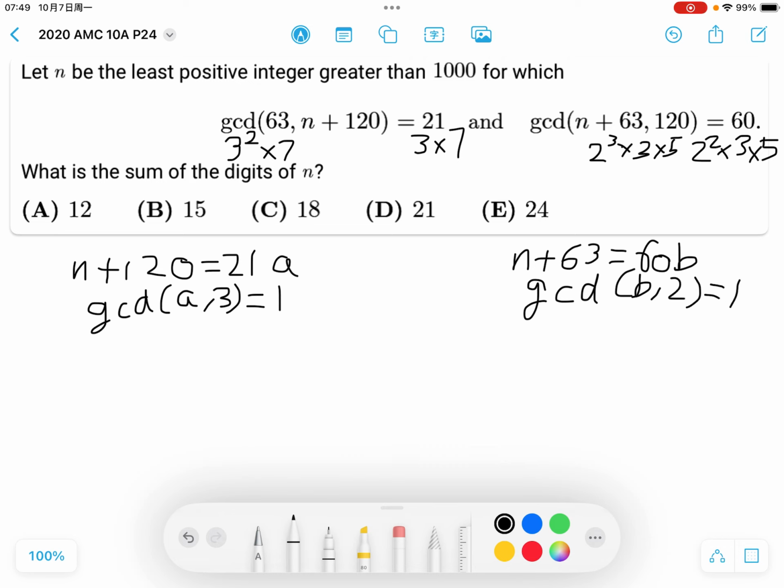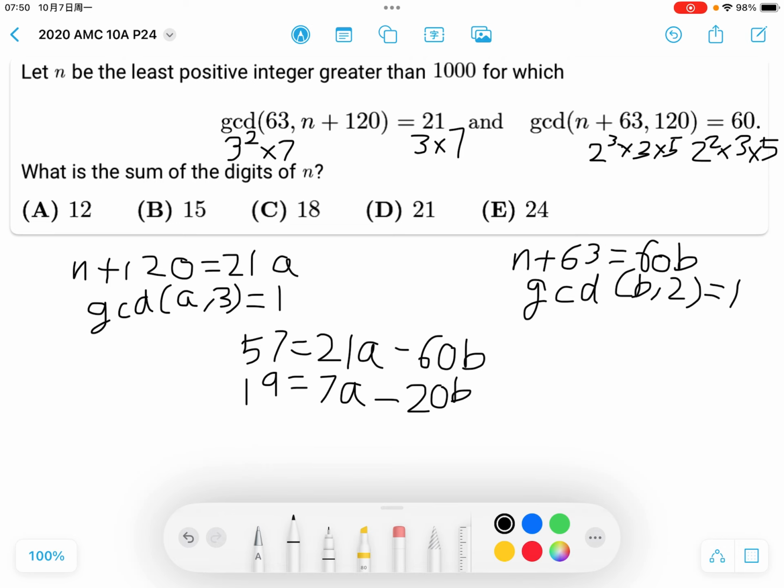So now we have 2 equations and 3 values, so we can't really solve for anything. But maybe we can try to merge these equations together in some way. For example, if we want to cancel a variable out, we can cancel n out by subtracting the equations. So if we subtract the equations, we have 120 minus 63, which is 57, equals 21a minus 60b. If we divide both sides by 3, we know that 19 equals 7a minus 20b.